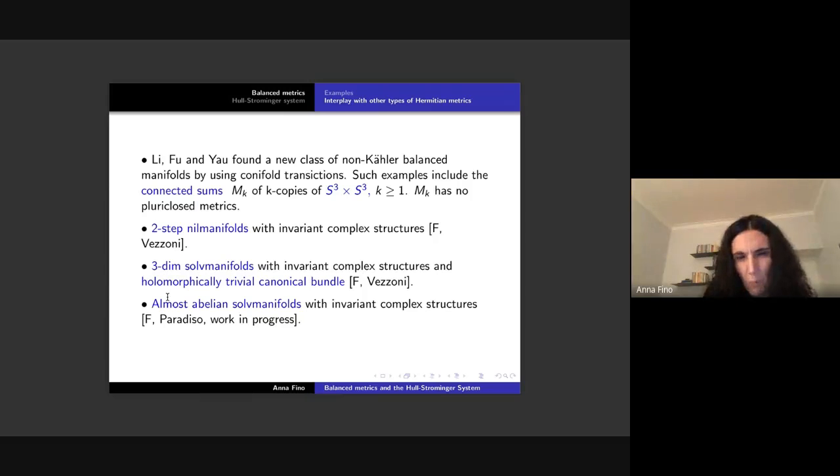What is an almost abelian Sol manifold? You still take a quotient of a solvable Lie group by a lattice, and the solvable Lie group is very close to being abelian because in some sense it's a semi-direct product of R times, let's say, R^(2n-1), where 2n is the real dimension. And even in this case, they give a very rich family of compact manifolds with pluriclosed metric. Even in this case, the conjecture is true.